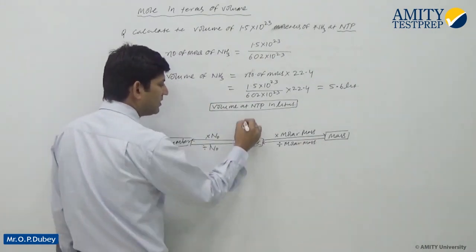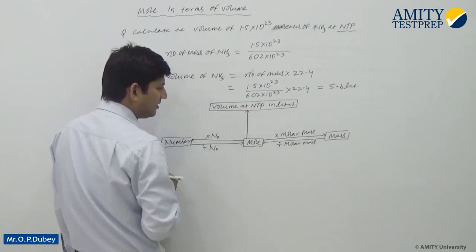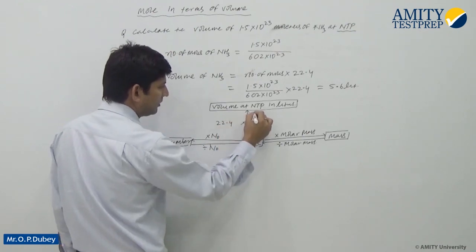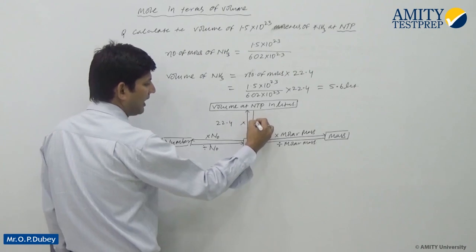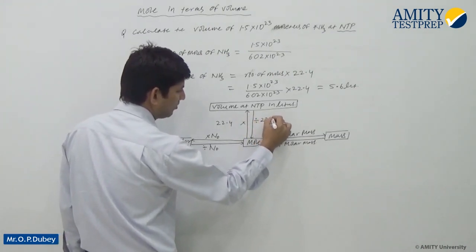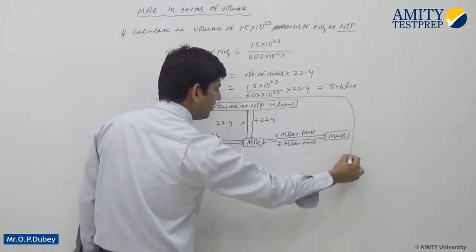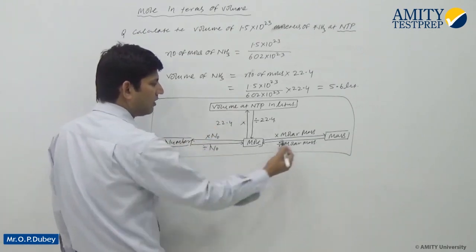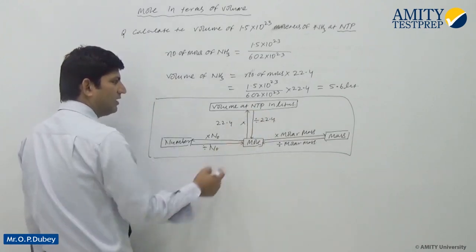and if the number of moles is given, we can calculate the volume of the gaseous chemical substance multiplying with 22.4, or if the volume of a gaseous chemical substance is given, we can calculate the number of moles by dividing it by 22.4. And we can easily convert number into mass, or number into volume, or mass into number, or mass into volume via the number of moles.